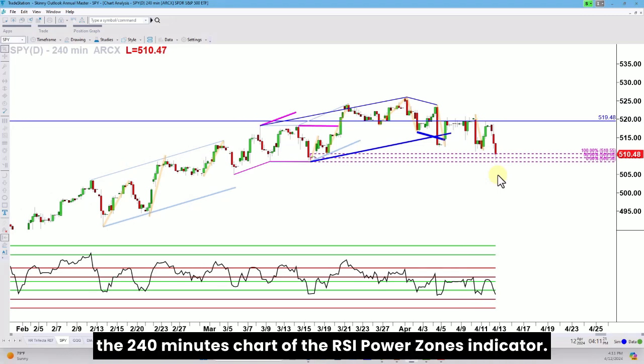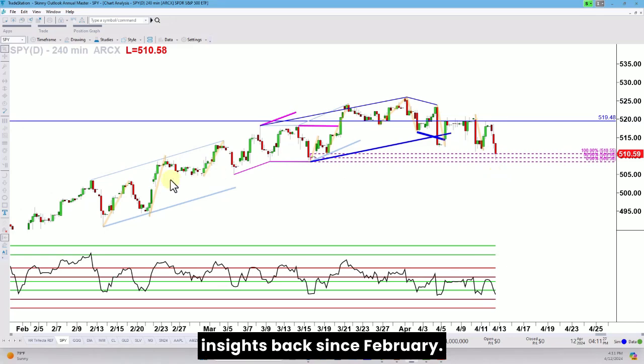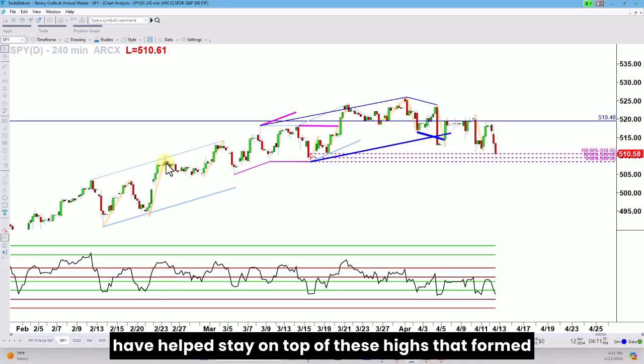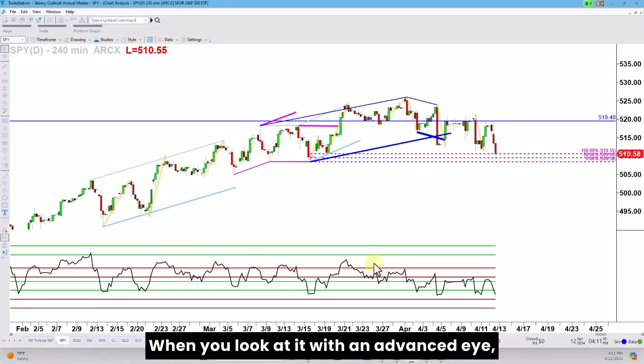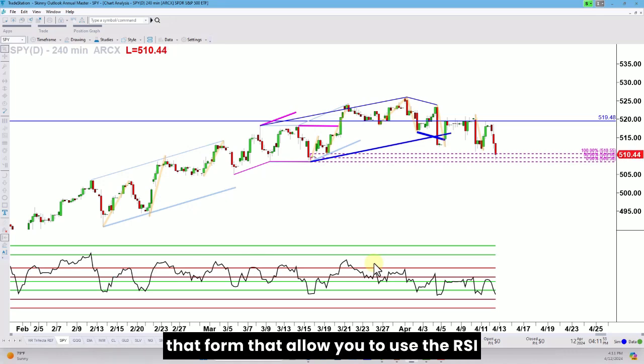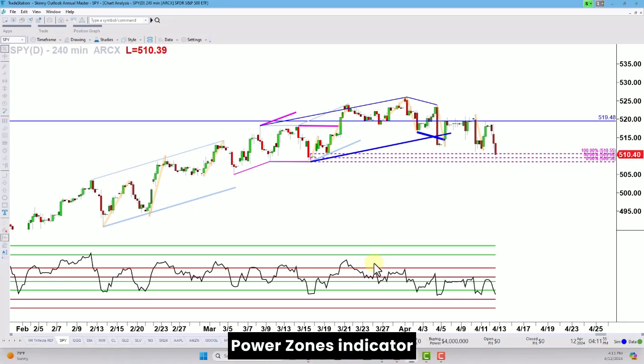On the 240-minute chart of the RSI power zones indicator, there have been very helpful insights back since February. Roughly 6 weeks ago, February 23rd, that have helped stay on top of these highs that formed in what, in the traditional RSI approach or RSI power zones approach, we call no man's land. When you look at it with an advanced eye, you can see that there are more complex patterns that form that allow you to use the RSI power zones indicator even in these choppier conditions.